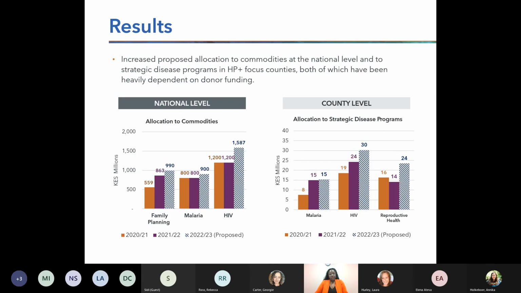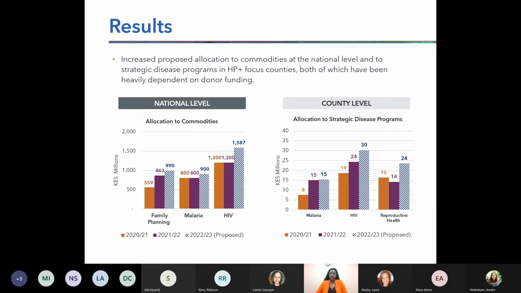So, what were the results we realized? Well, we saw an increase in the proposed allocations to commodities for HIV, malaria, and reproductive health at the national level, and to the same strategic disease programs within the HP Plus focus counties, both of which are heavily dependent on donor funding. And so, as you can see, the proposed allocation to family planning commodities increased to approximately 9.9 million US dollars from 5.6 million US dollars. While for HIV commodities, we are seeing an increase from 12 billion to 15.9 billion US dollars.